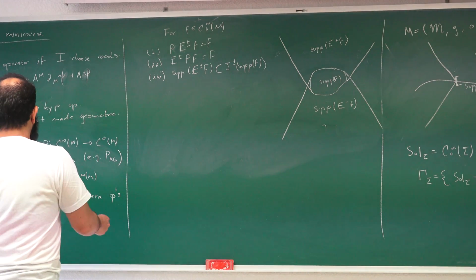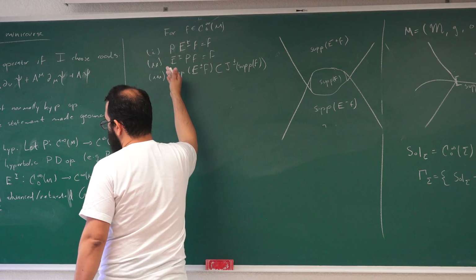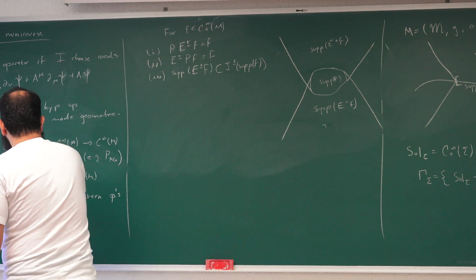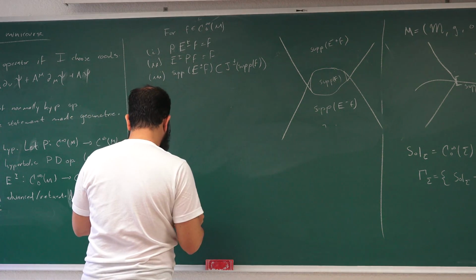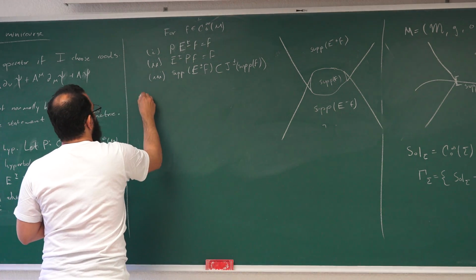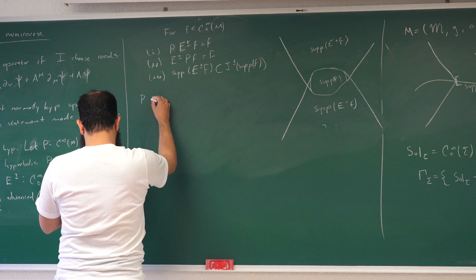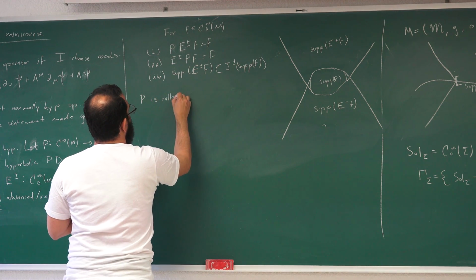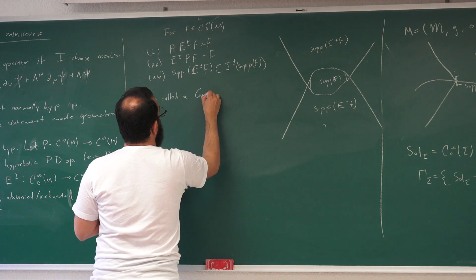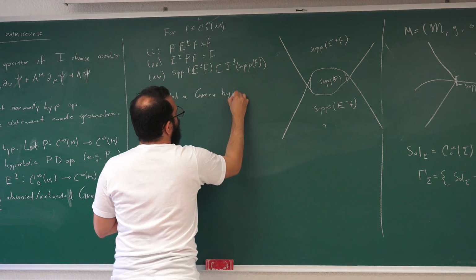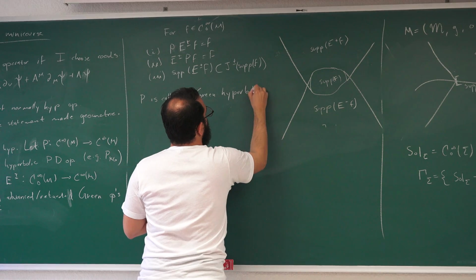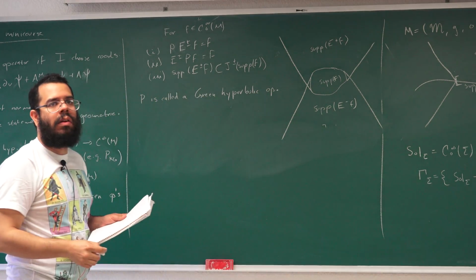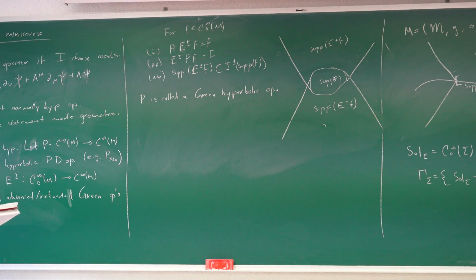Okay. Then, if these three conditions hold, we call these the advanced and retarded Green operators of P. And what do we call P? Well, then P is called a Green hyperbolic operator. In other words, it's a hyperbolic operator that has Green functions, Green operators.